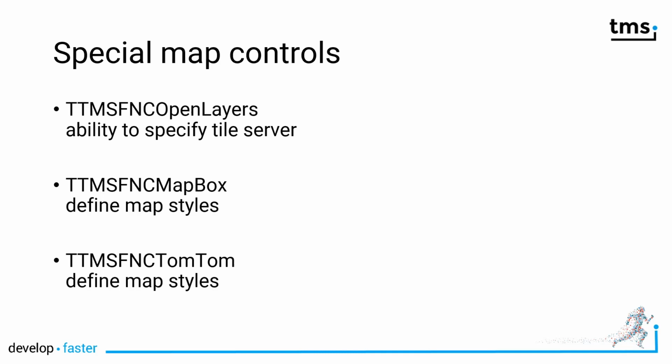Furthermore, TMS added special map controls that open up the mapping services for special services that are only available with certain mapping providers. For example, with OpenLayers, you're now able to specify the tile server that is supposed to be used when your map is retrieved. And for Mapbox and TomTom, you can now, just like with Google Maps and the FNC Google Map control, define custom map styles.